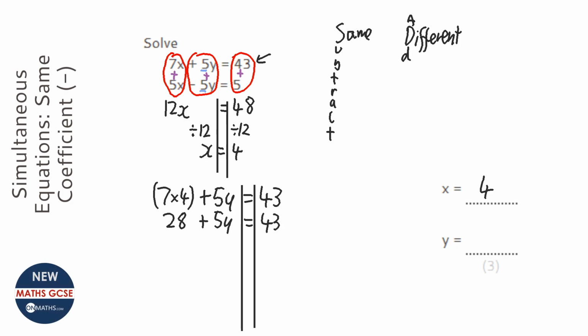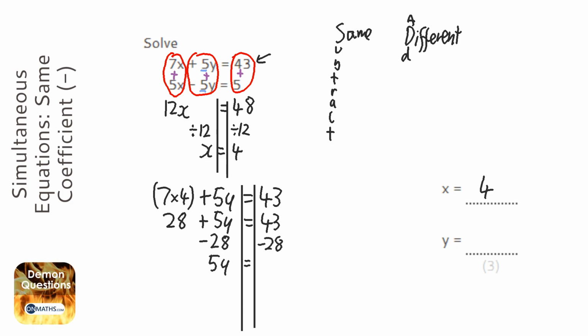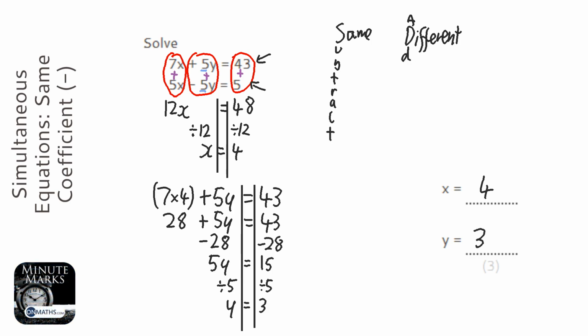And then what we're going to do is take away 28 both sides. So take away 28, take away 28. So we end up with 5y on this side, and then on the other side we end up with 15. So we're going to divide by 5 both sides. y equals 3. Now if you've got some time, you can substitute that into the bottom equation and you'll find out that it actually works out.